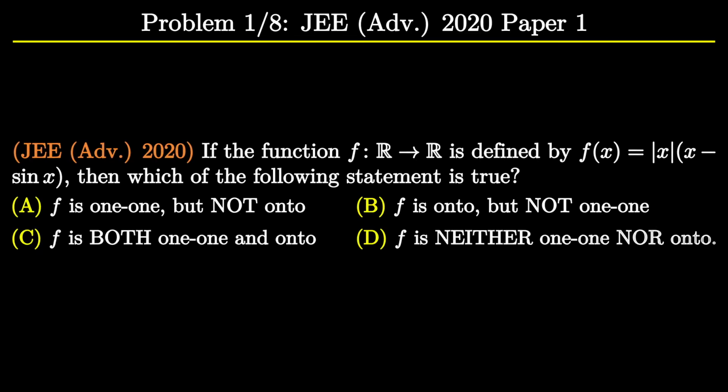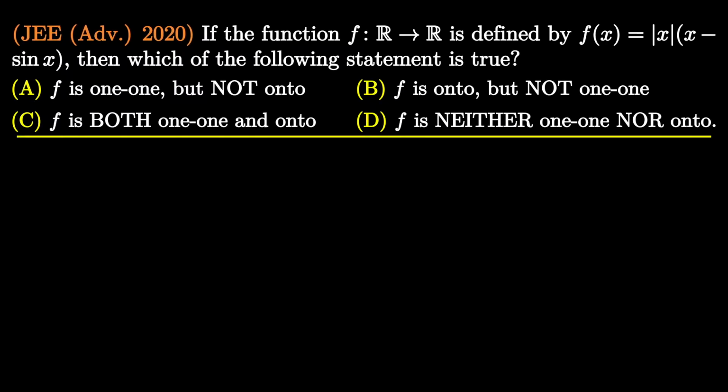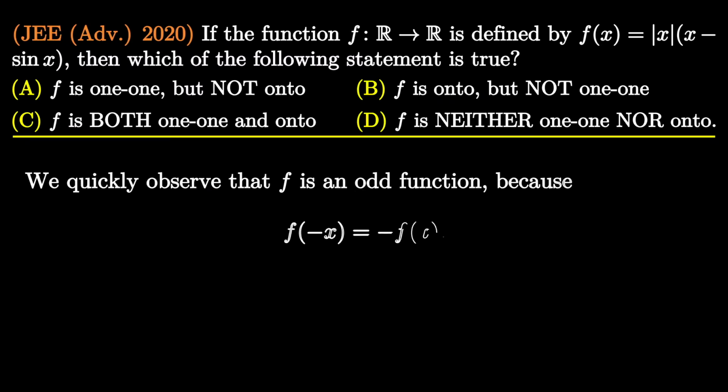We are given a function f(x) is equal to mod x into x minus sin x, and we need to figure out whether the function is 1-1 or many-1 and into or onto. The very first thing we quickly observe is that the function is an odd function because it is the product of an even and an odd function, or in other words f(-x) is equal to -f(x).